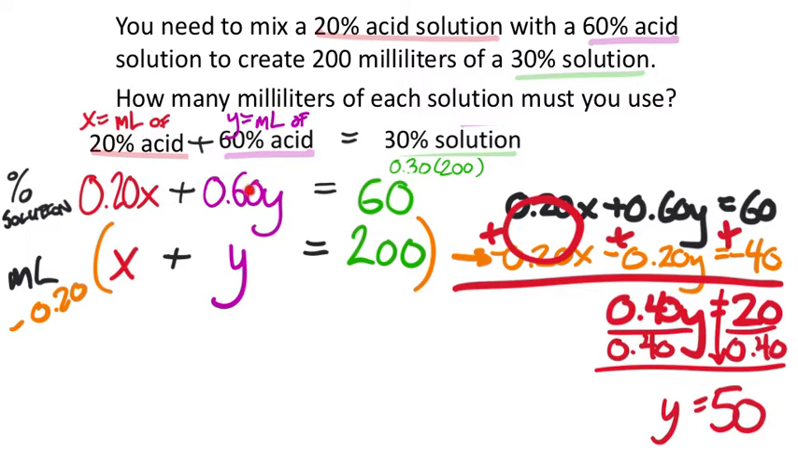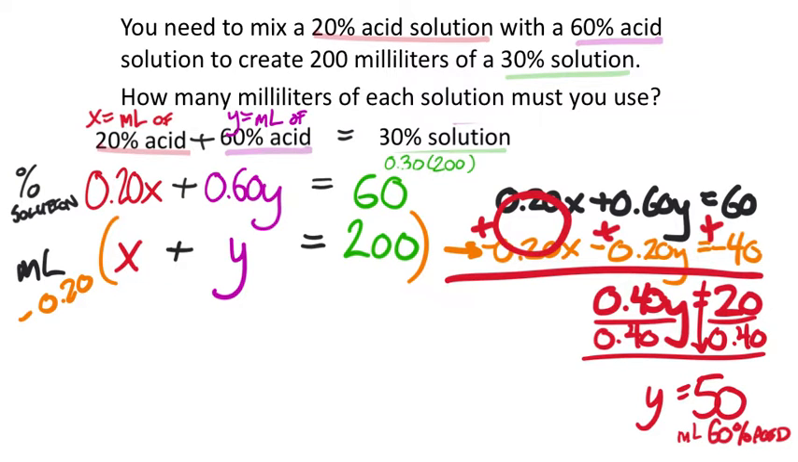Now again, what does y represent? Y is the milliliters of acid right there. So I'm just going to label that 50 milliliters. And that was of the 60% acid. I'll be a little more specific on this one: 50 milliliters of 60% acid.